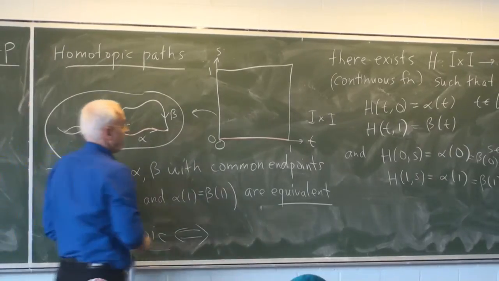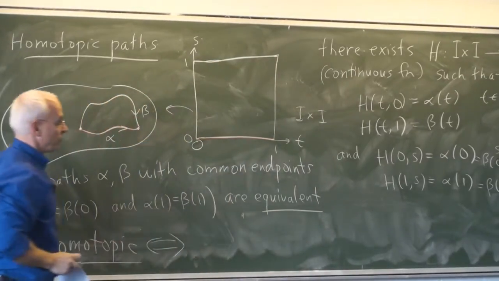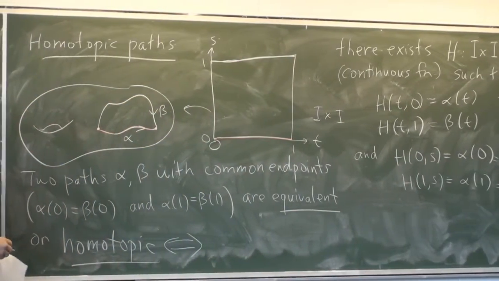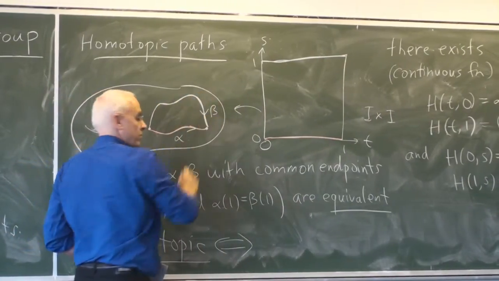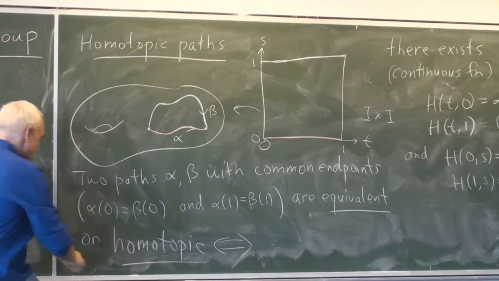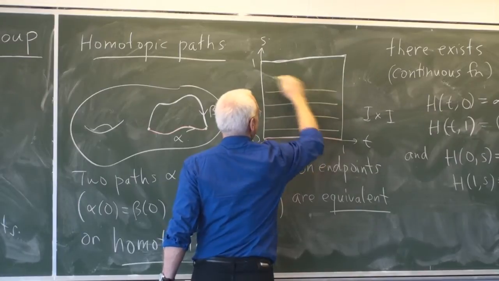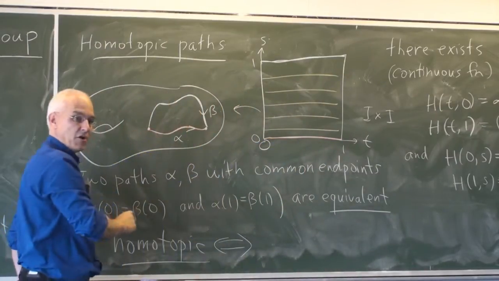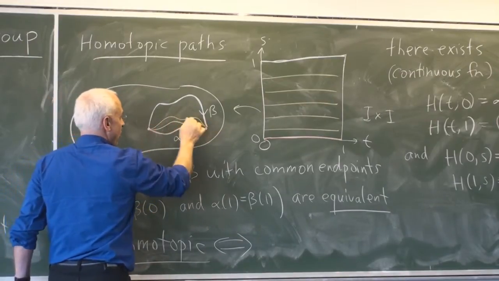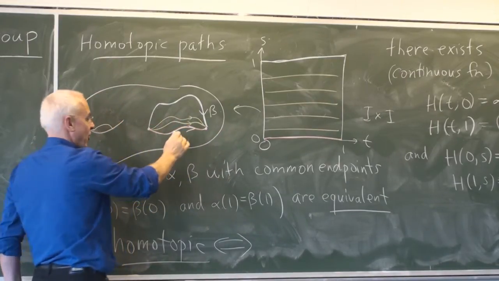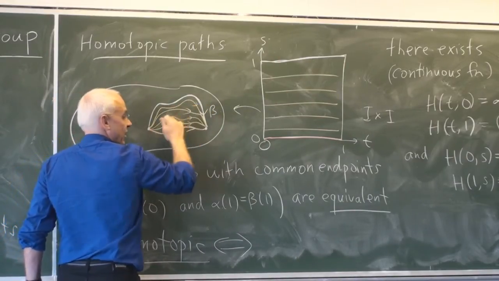And if we traverse this particular path, when the second coordinate is equal to 1, then we're traversing the curve beta. We're going along here. And so these intermediate horizontal lines, their images are going to form a family of curves that go smoothly and continuously from the alpha curve all the way up to the beta curve.